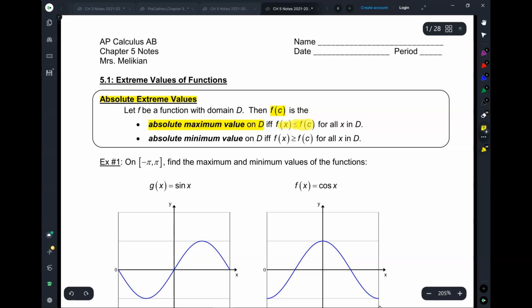Does that mean that we won't know if we're getting the absolute minimum or the absolute maximum because it depends where f of c is? Right. You'll see once we, yeah.